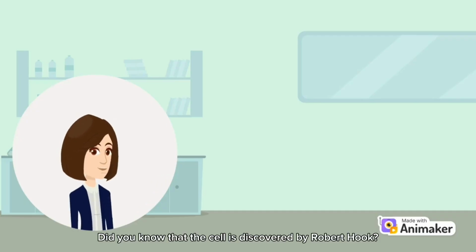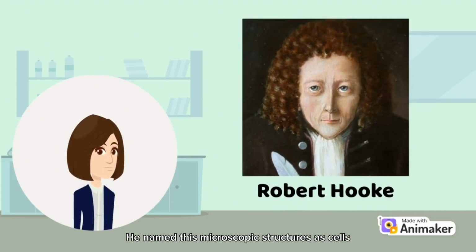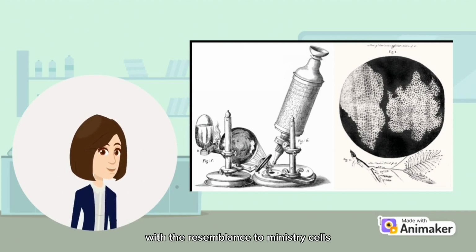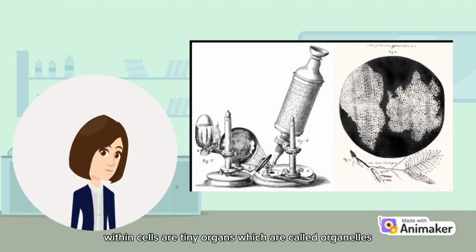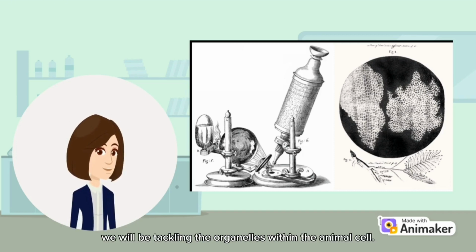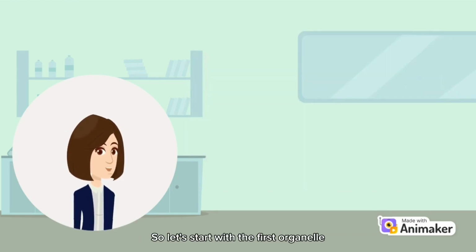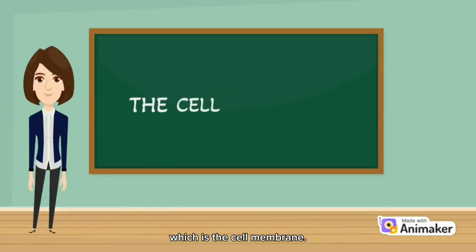Did you know that the cell was discovered by Robert Hooke? He named these microscopic structures as cells, with a resemblance to monastery cells. Within cells are tiny organs which are called organelles, and for this video we will be tackling the organelles within the animal cell. So let's start with the first organelle, which is the cell membrane.